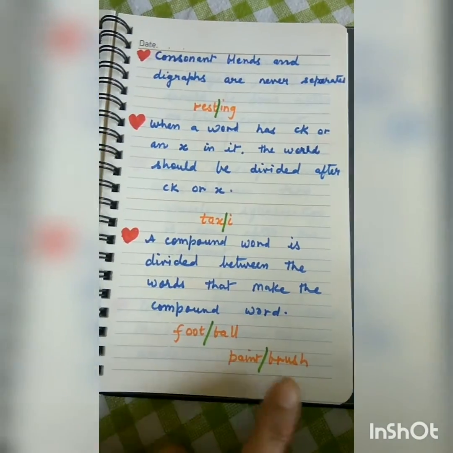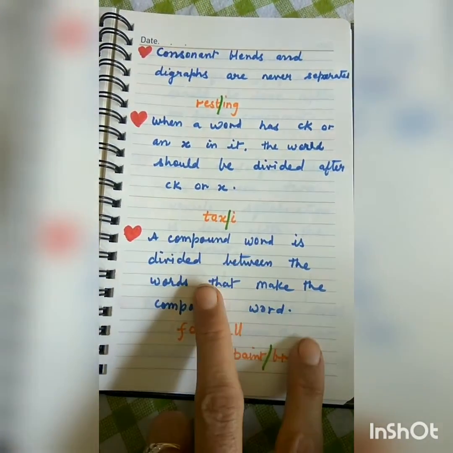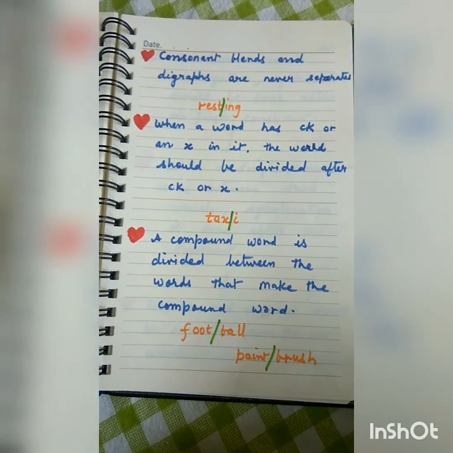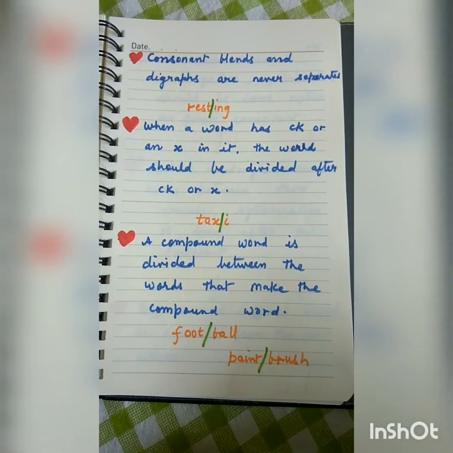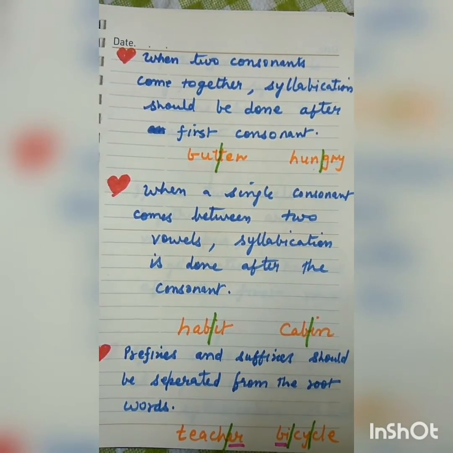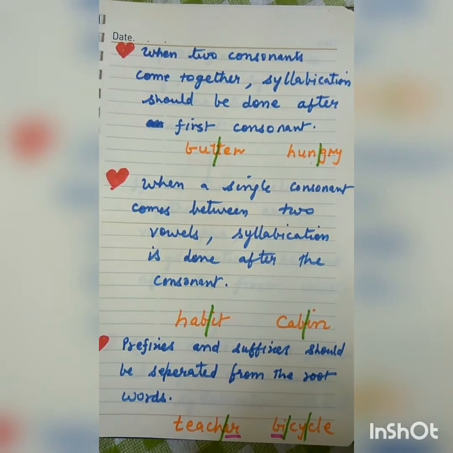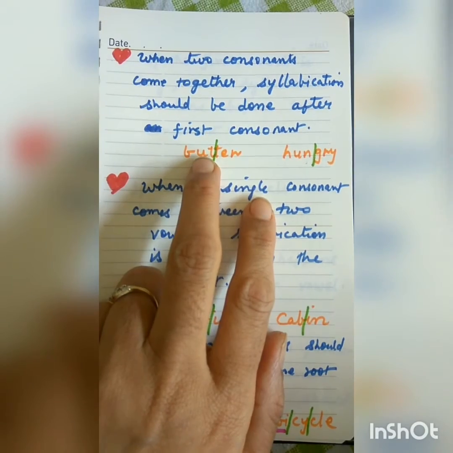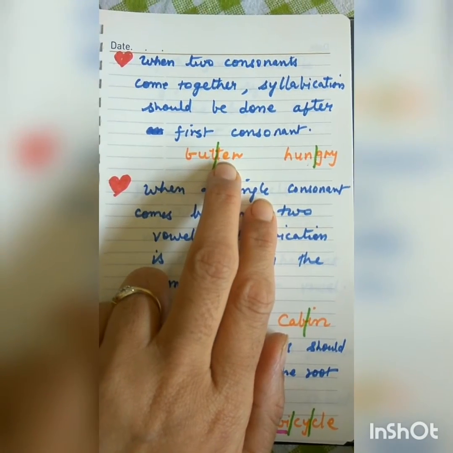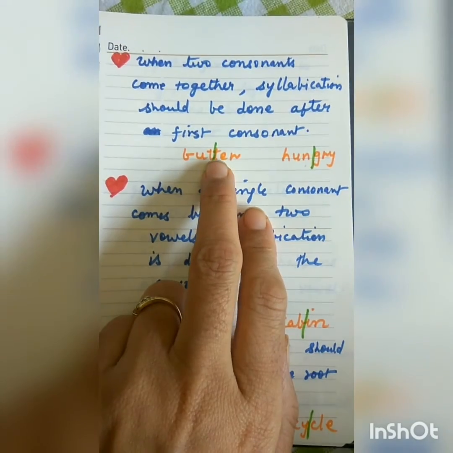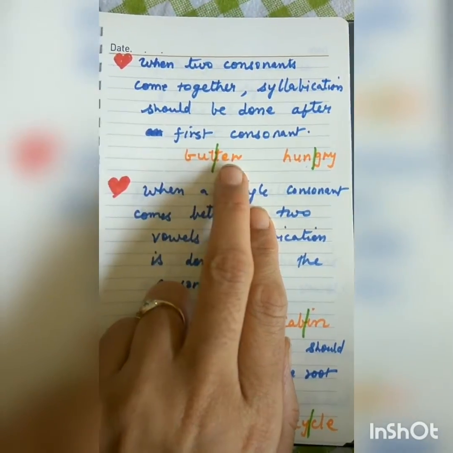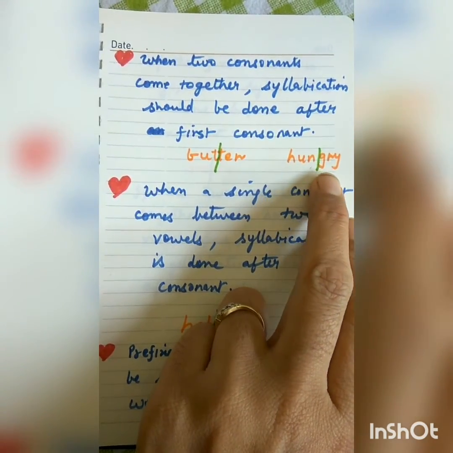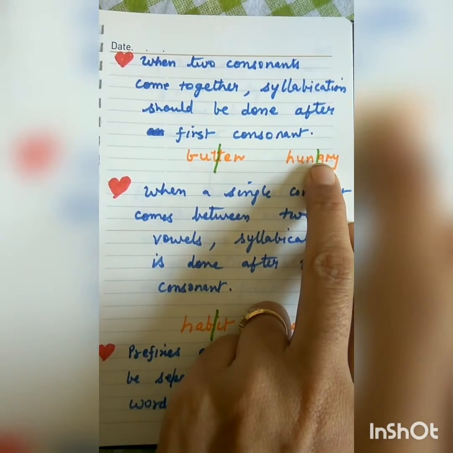So tax and i. A compound word is divided between the words that make the compound word. For example, football: foot, ball. Paint, brush. When two consonants come together, syllabication should be done after the first consonant. Example, butter. As you can see, after the vowel there are two consonants, so the syllabication would happen after the first one: but-ter.